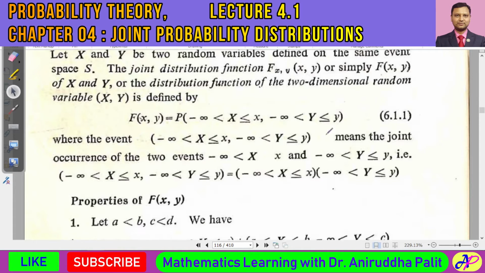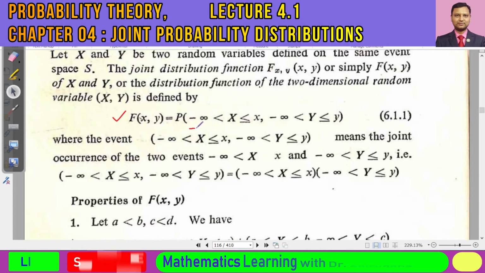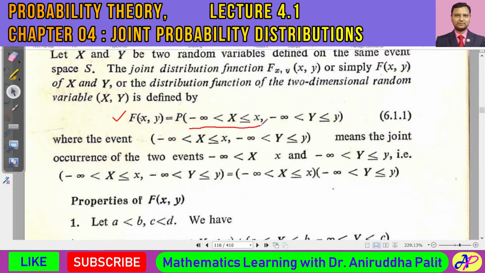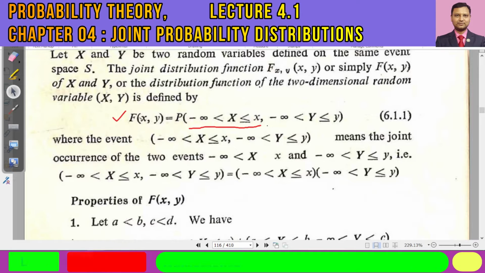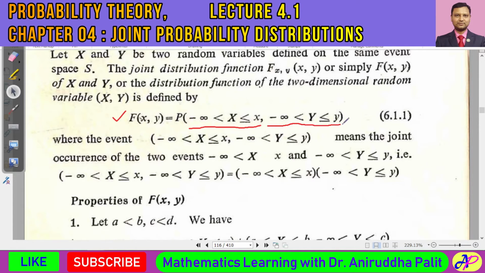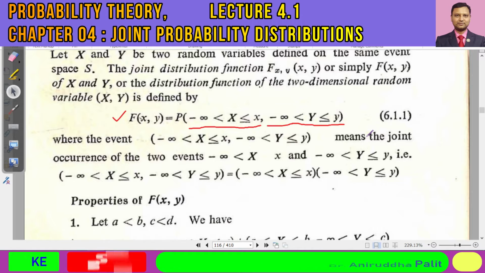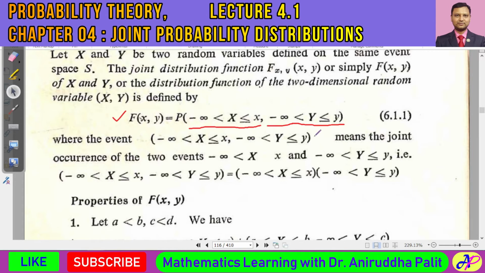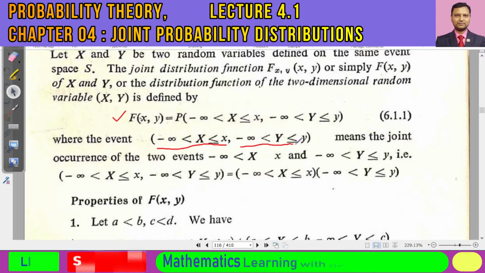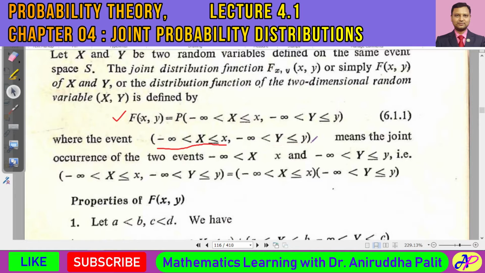variable is defined in this fashion: F of x comma y is equal to the probability of minus infinity less than X less than or equal to small x, and minus infinity less than Y less than or equal to small y. And what is the meaning of this event? Minus infinity less than X less than or equal to small x, and minus infinity less than Y less than or equal to small y.